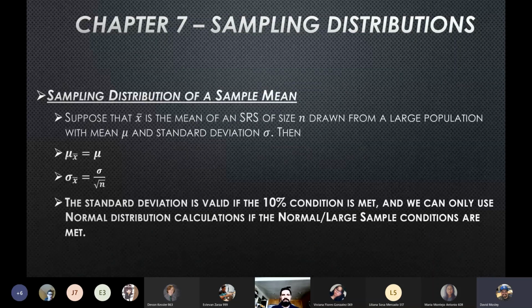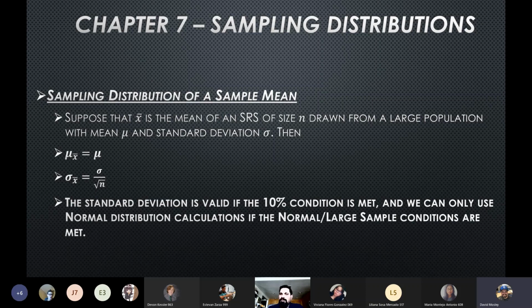We can also do the sampling distribution of a sample mean, where we suppose that X bar is the mean of an SRS of size n drawn from a large population with mean mu and standard deviation sigma. Then the mean of the sampling distribution of the sample mean is equal to mu, and the standard deviation of the sampling distribution of the sample mean is equal to the standard deviation divided by the square root of the sample size. Again, the standard deviation is valid if the 10% condition is met, and we can only use normal distribution calculations if the normal large sample conditions are met.